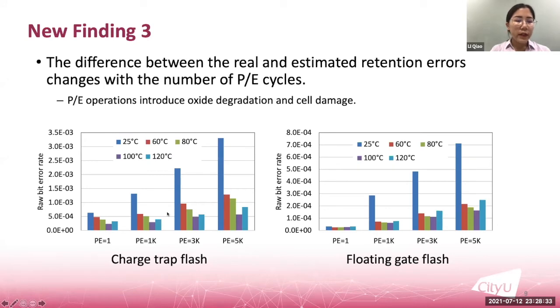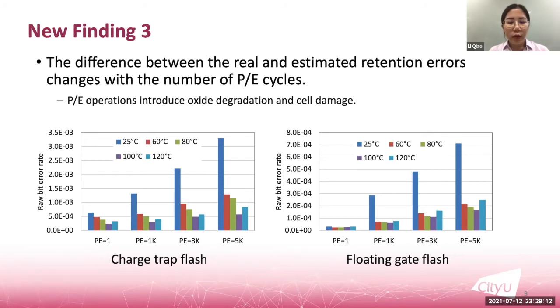Our next finding is that the difference between the real and estimated retention errors changes with the number of program and read cycles. When the number of program and read cycles is small, for example, when the raw bit error rate is measured at high temperatures, these four bars are very similar to that of the real retention errors at 25 degrees. With the increasing number of P cycles, the difference between 25-degree and high temperatures becomes larger.